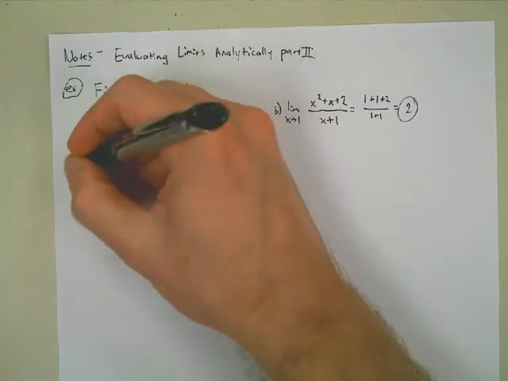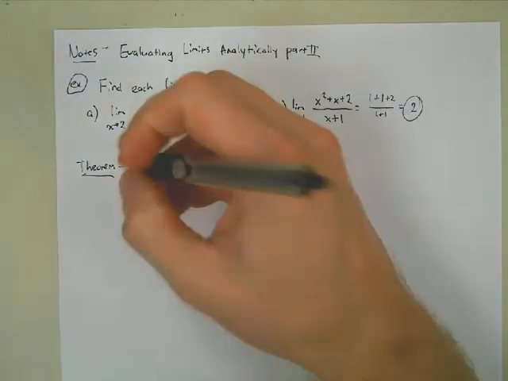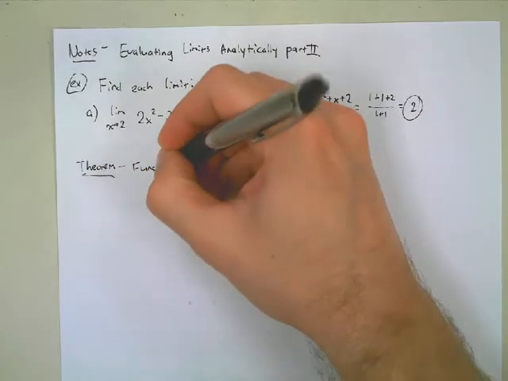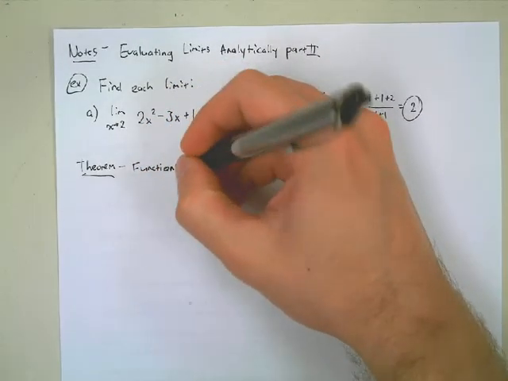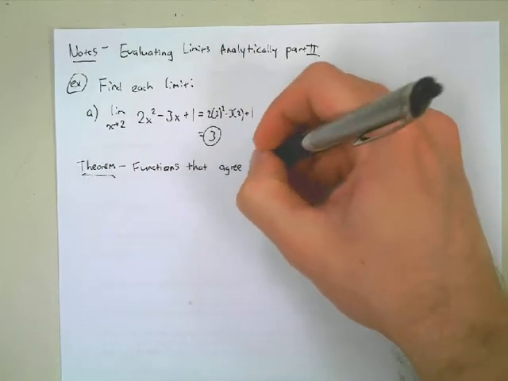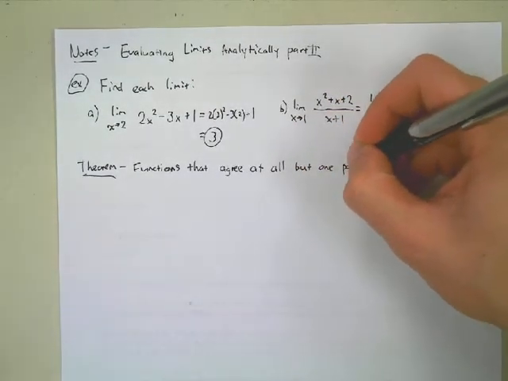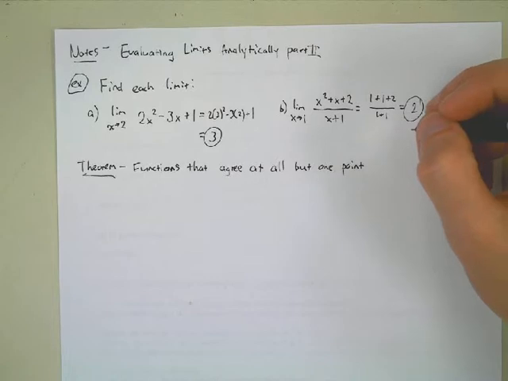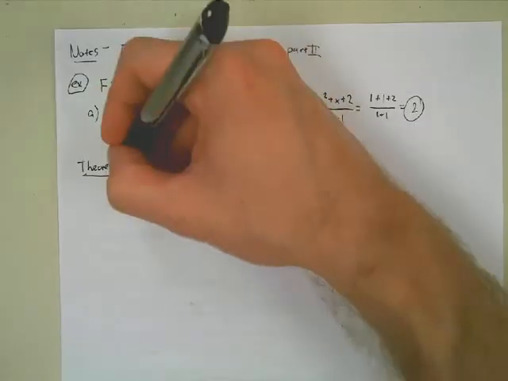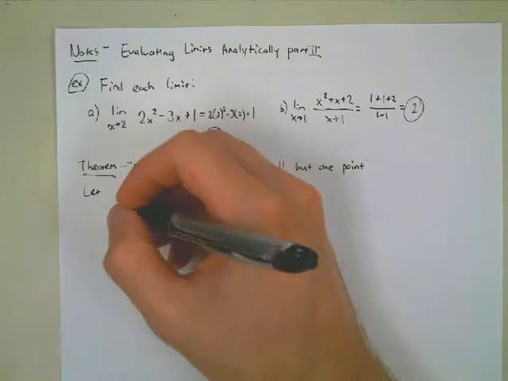All right, theorem. Here we go. There's no title for this theorem, so it's not that important to have a title, but it's got some useful information in it. So, functions that agree at all but one point. That is kind of the title. This theorem is about functions that agree at all but one point. I'll show that after we do this more mathematical definition here.